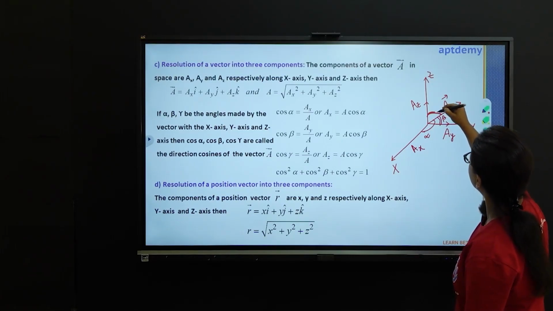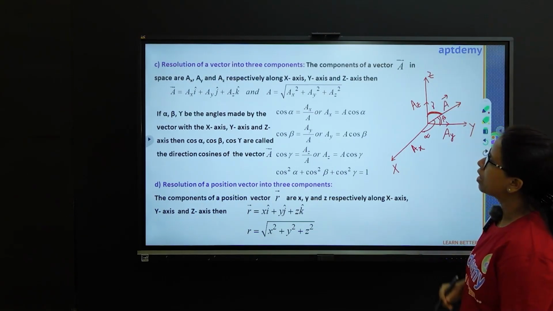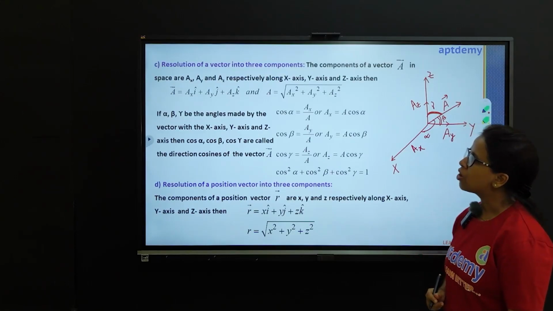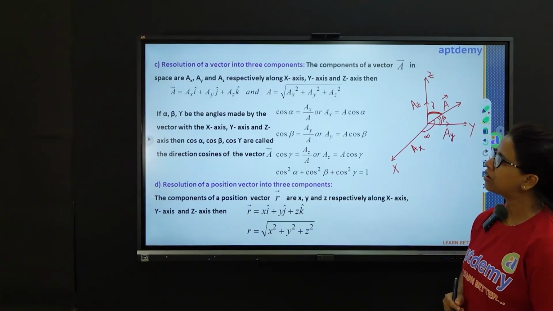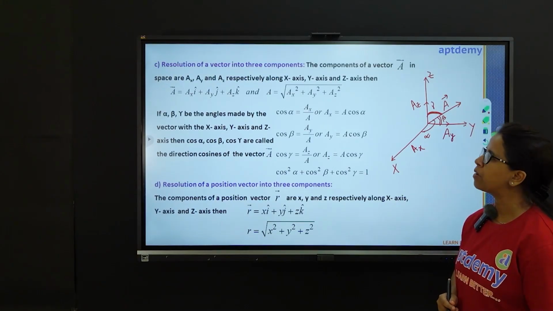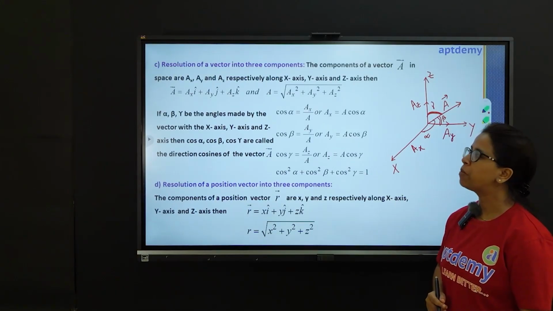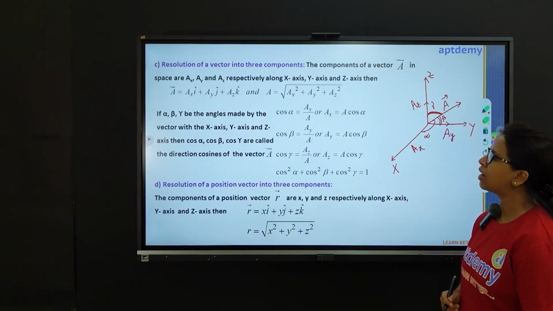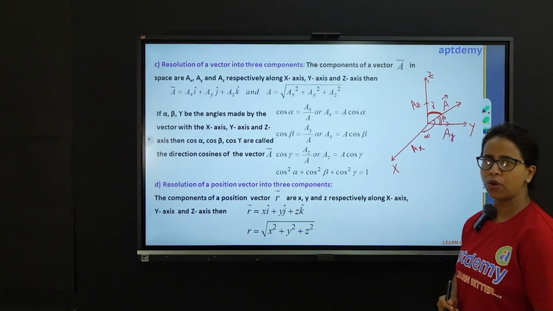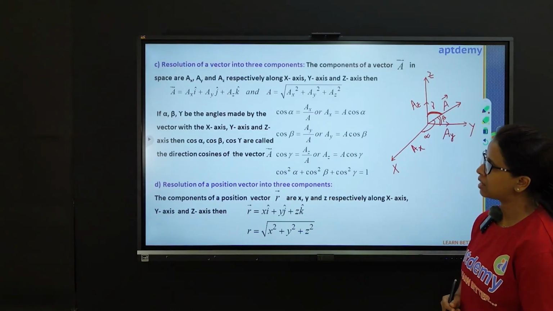So let me make this a bit deeper. So this is gamma. Now let's look at the formulas. We can express vector A in terms of components as vector A equals ax i cap plus ay j cap plus az k cap. And the magnitude of the vector can be written as square root over ax square plus ay square plus az square.